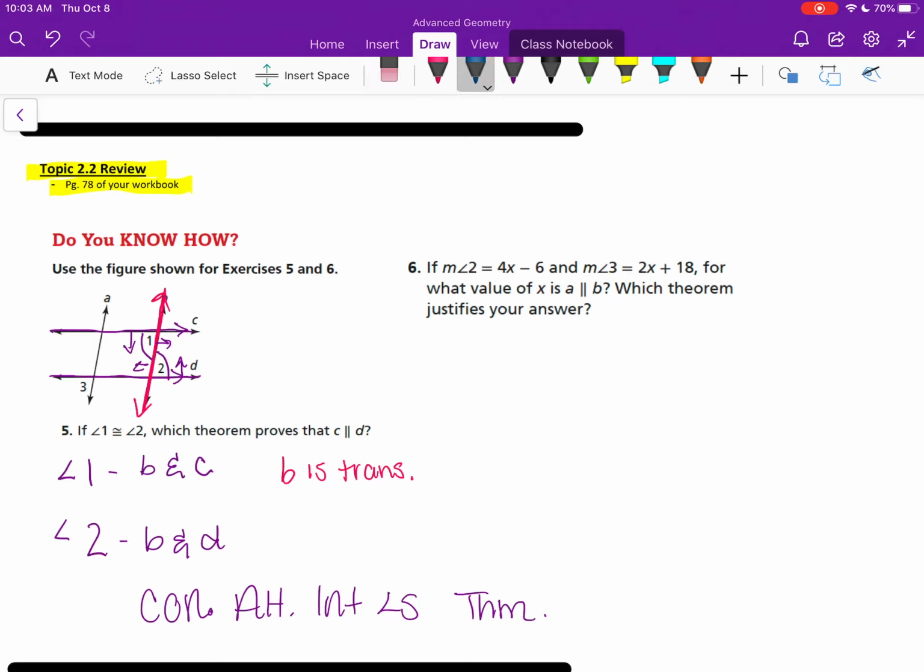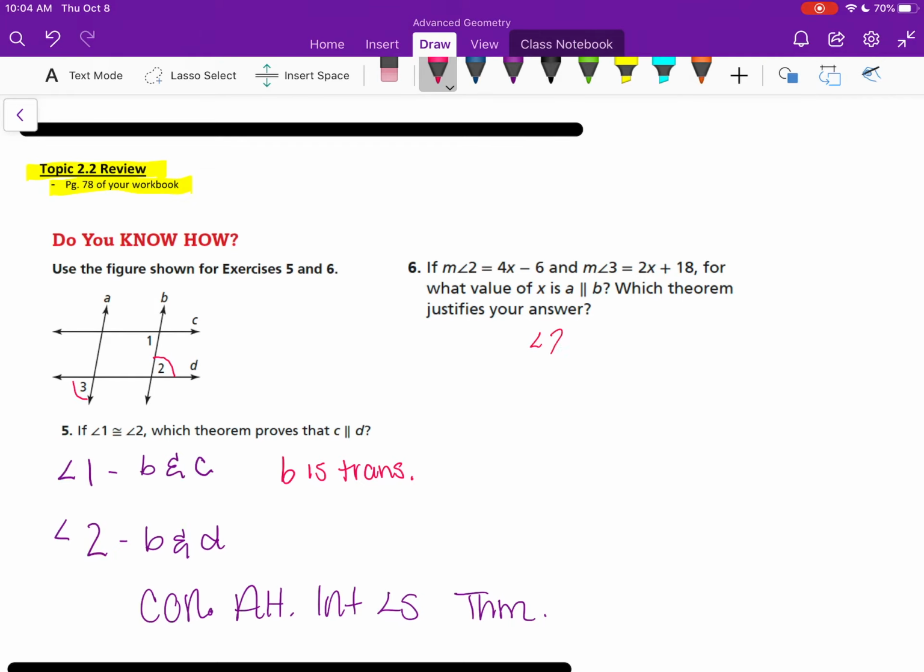It says that if the measure of angle 2 equals 4x minus 6, and the measure of angle 3 equals 2x plus 18, for what value of x is A parallel to B? So now let's look. We're talking about angle 2 and angle 3.